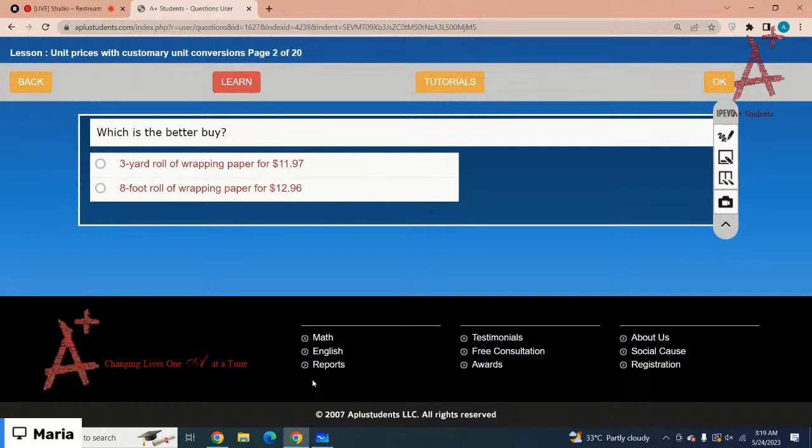And 12.96 divided by 8 is 1.62. So yes, the 8-foot roll of wrapping paper is the better buy. No, 3 yards would be the better buy because it is 1.33 when you divide. 3 yards equal 9 feet. When you divide 11.97 by 9, that would be 1.33. So option number 1 is the correct option.